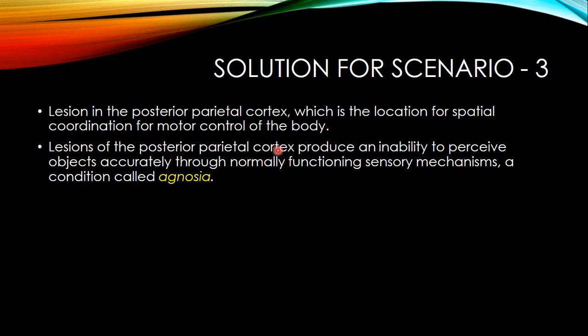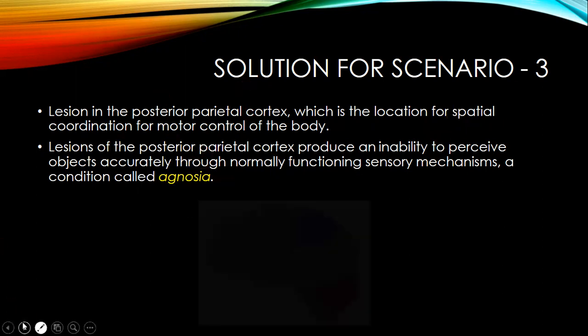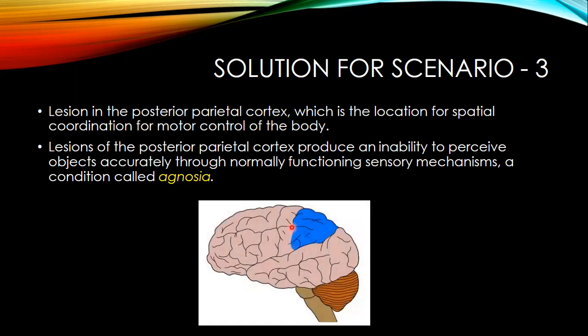Lesions of the posterior parietal cortex produce an inability to perceive objects accurately through normal functioning sensory mechanisms. So this condition is called agnosia, the inability to perceive objects accurately due to lack of spatial coordination in motor control. Right? Now look at a diagram where the posterior parietal cortex is. So the lesion can be anywhere here for the patient. We are not going to go into the details of it because we're focusing on first year level. So in the posterior parietal cortex, the patient might have lesions.